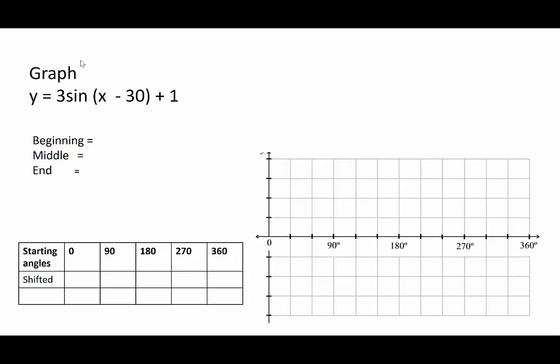We are going to look at one cycle of a sine and cosine graph so that we can see the effect of phase shift. So here we have a trig equation, and we're going to see what the graph is going to look like.